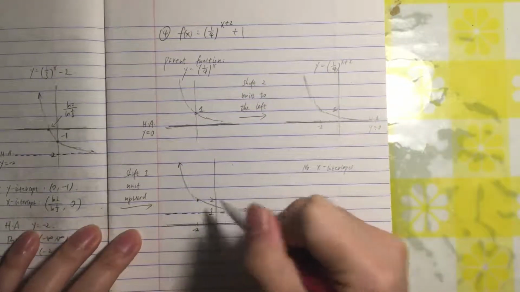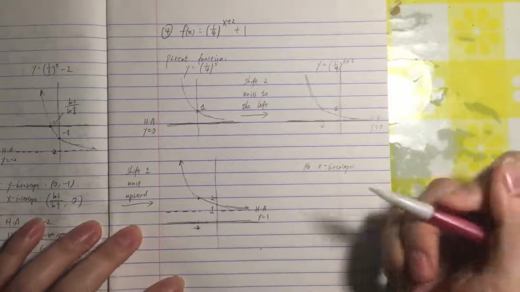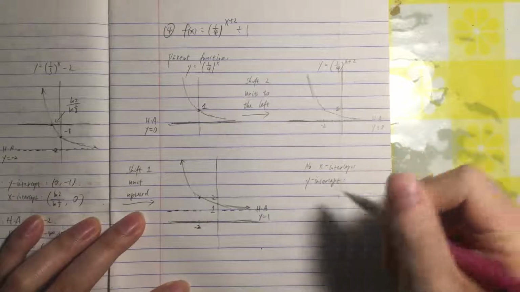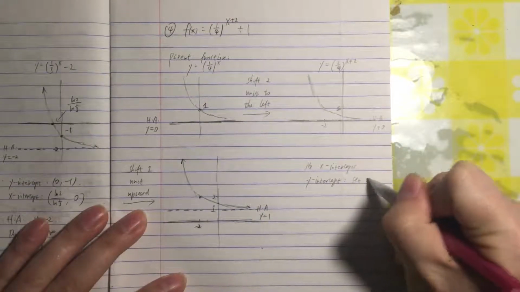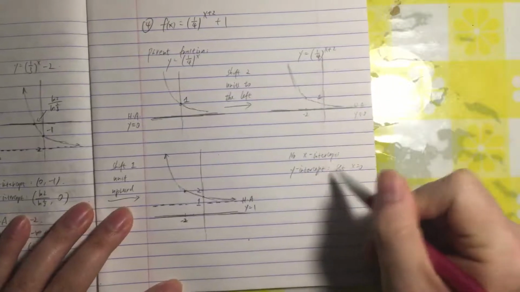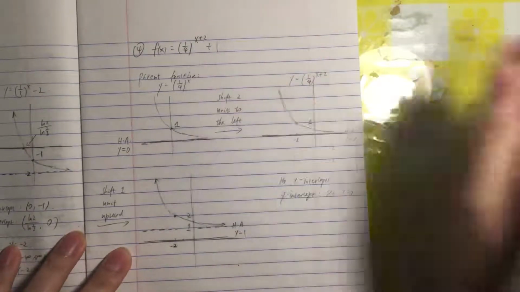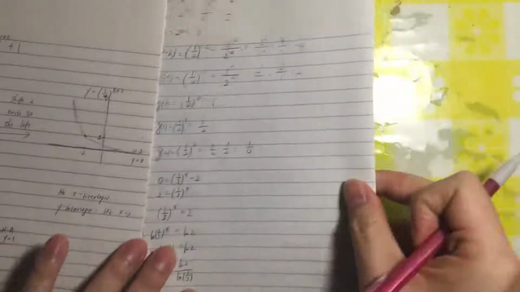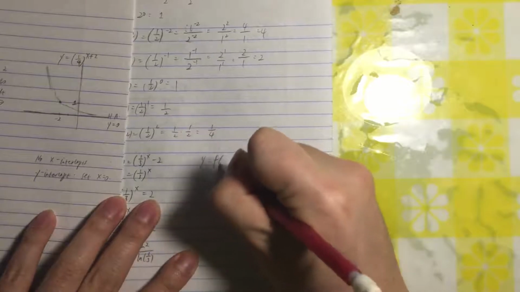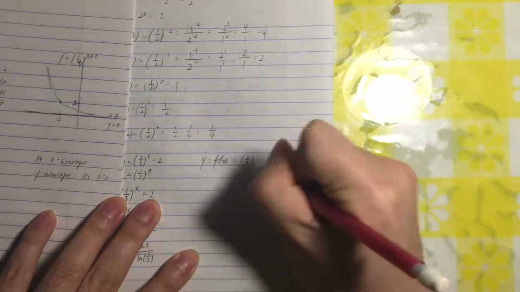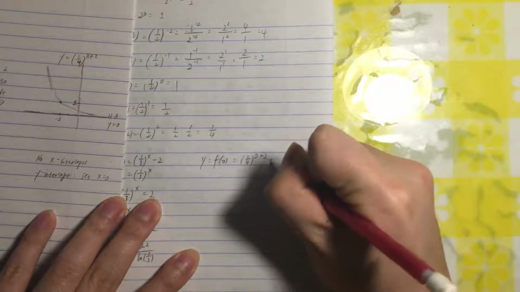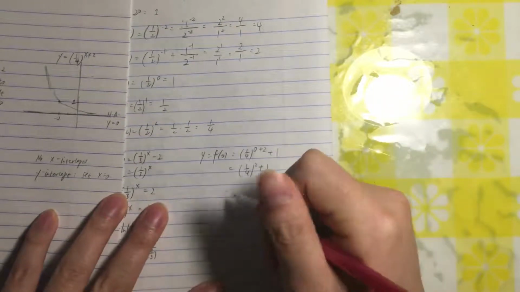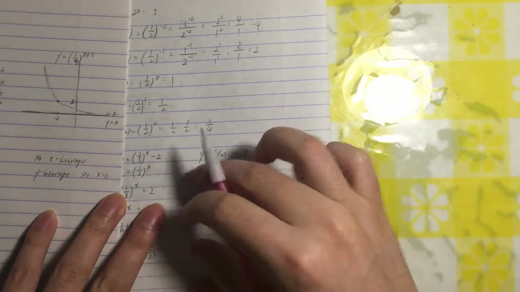The y-intercept is here. For the y-intercept, we set x equal to 0, plugging 0 for x to find y. So y equal to f of 0, which is 1 over 4 to the power of 0 plus 2, plus 1. That's 1 over 4 squared plus 1. 1 over 4 squared means 1 over 4 times 1 over 4.